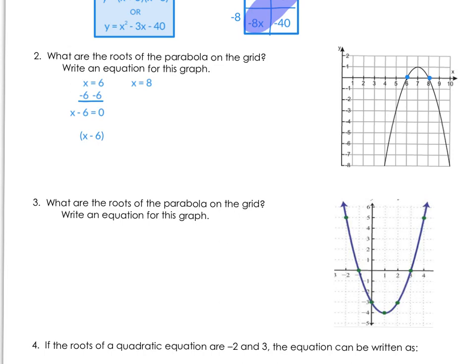So to do this one, we're going to subtract 8 from both sides, and then we end up with x minus 8 equals 0. Now that's another one of my factors, so next to the x minus 6 in parentheses, I'm going to write the x minus 8 in parentheses to show that those are the two factors.